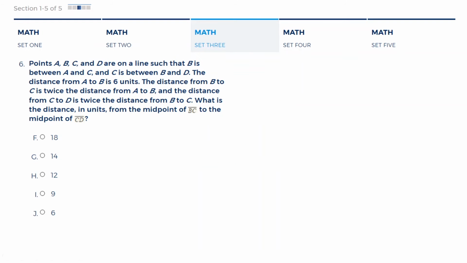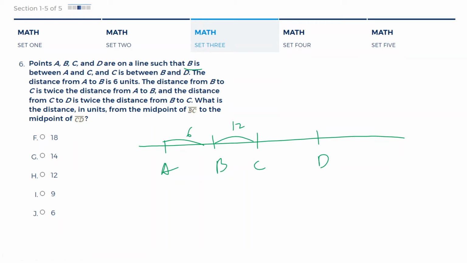Points A, B, C, D on the line such that B is in between A and C. All right, let's draw the line. So this is A, this is B, this is C, and C is between B and D, so this is D. The distance between A and B is 6. The distance from B to C is twice that, so that's 12. And the distance from C to D is twice that, that's 24. Now, what is the distance in units from the midpoint of BC to the midpoint of CD? So this is like 12, and this is like 6, so 6 plus 12, 18.